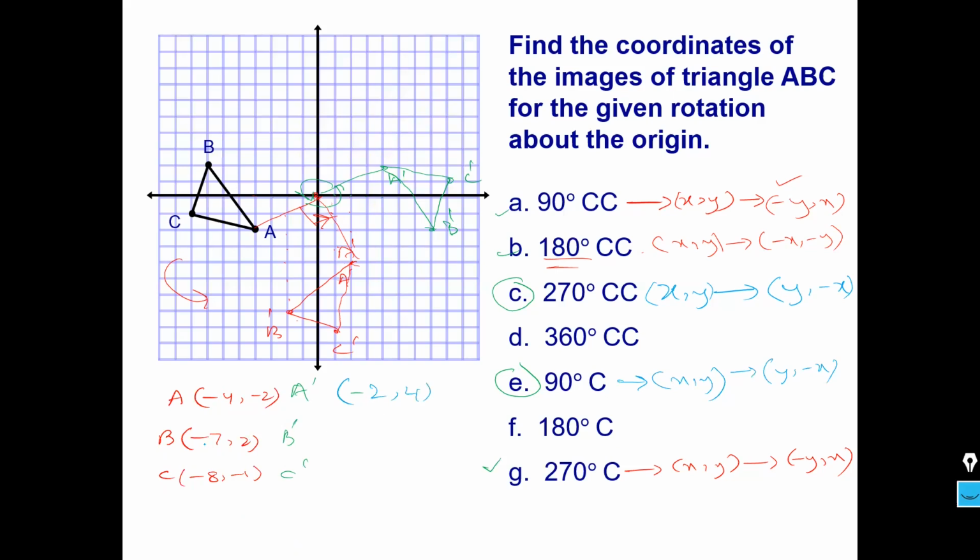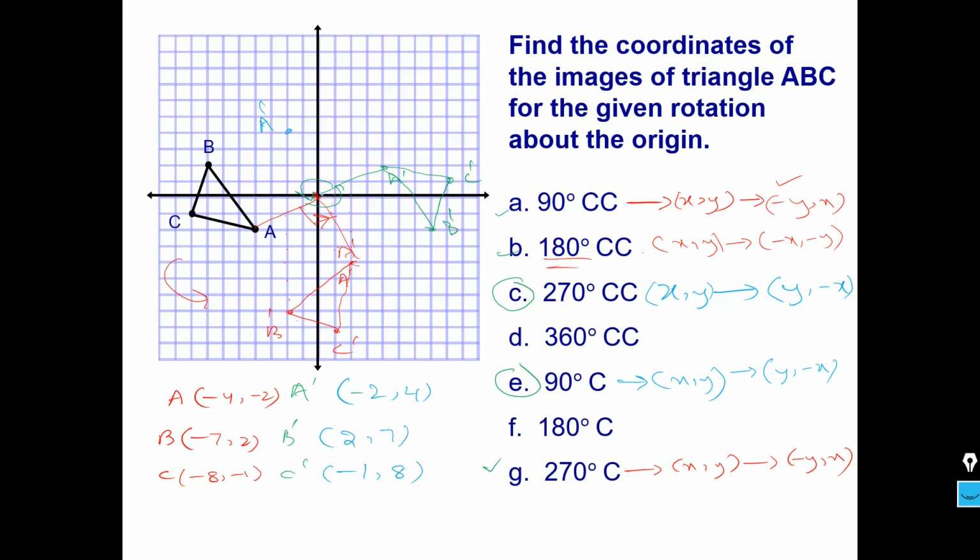Now B, -7 and 2, it will be converted into 2 and 7, because -7 multiplied with a negative sign becomes +7. So here it became -1 and 8. So now we are going to plot these points, -2 and 4. So x is -2, 1, 2, negative, 1, 2, 3, 4. This one is A dash now. Okay. Now 2 and 7.